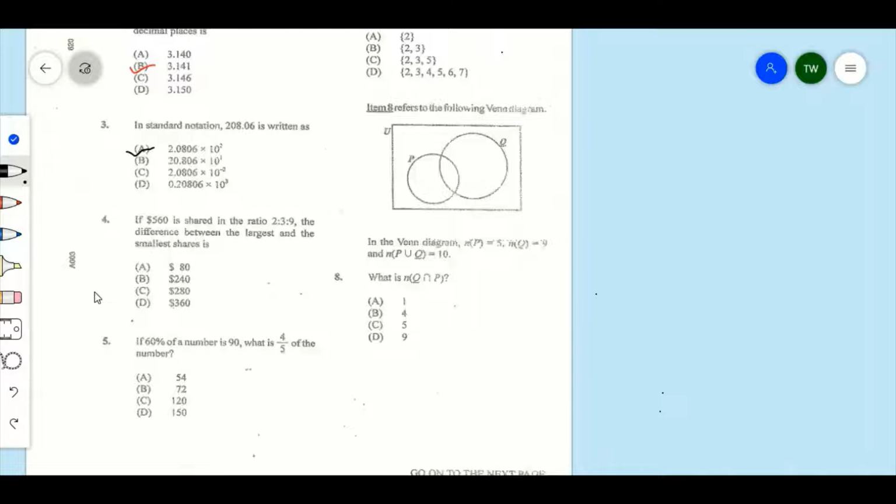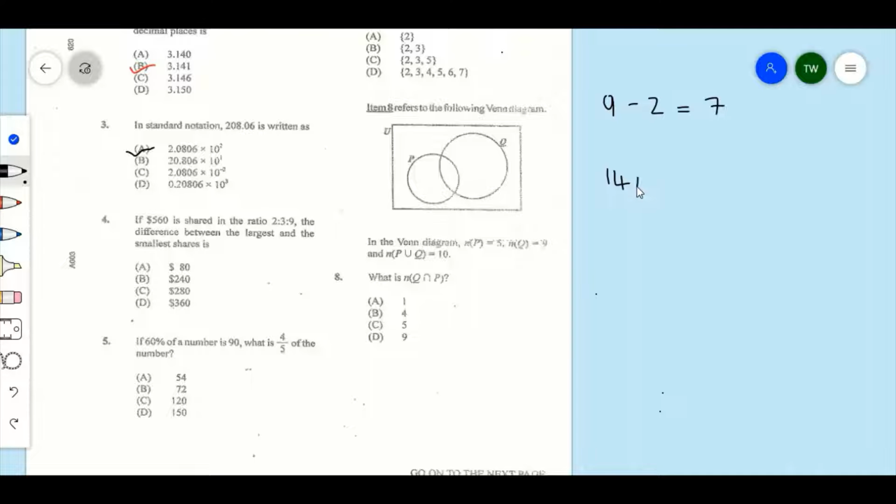If $560 is shared in the ratio of 2 to 3 to 9, the difference between the largest and the smallest share is, now we know the largest share is going to be 9. And we must find the difference between the largest and the smallest share. So the smallest share is going to be 2. So the difference is going to be 7. Now we know that the total amount of ratio here is going to be 14, so the total amount of equal parts here is going to be 14.